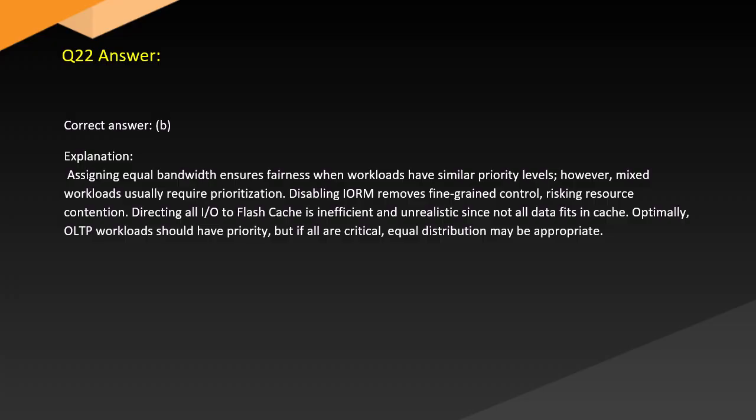Answer. Correct answer: B. Explanation. Assigning equal bandwidth ensures fairness when workloads have similar priority levels. However, mixed workloads usually require prioritization. Disabling IORM removes fine-grained control, risking resource contention. Directing all IO to flash cache is inefficient and unrealistic since not all data fits in cache. Optimally, all workloads should have priority, but if all are critical, equal distribution may be appropriate.